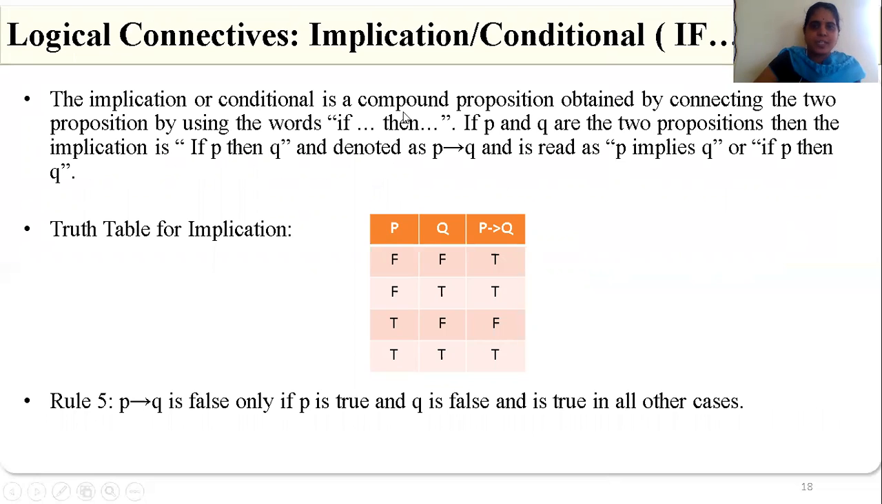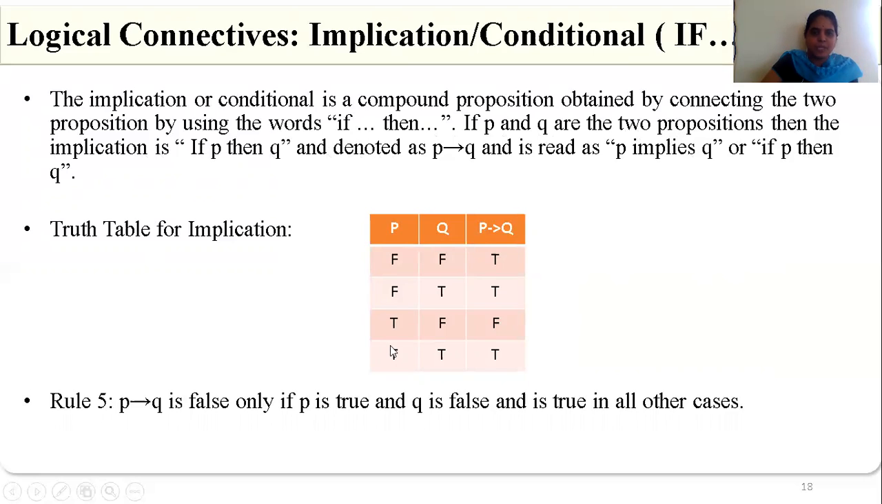Next is implication, or it is also called conditional. Implication or conditional is a compound proposition obtained by connecting two propositions by using the words if and then. If P and Q are two propositions, then the implication is if P then Q, and denoted as P implies Q. Or you can read it as if P then Q.